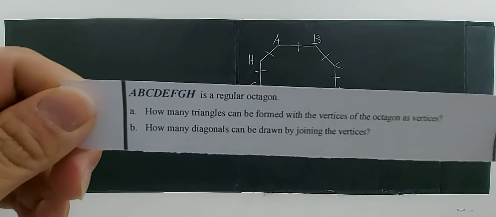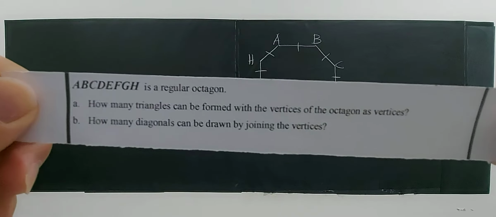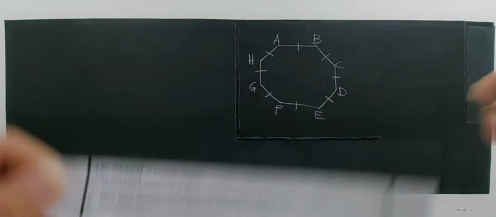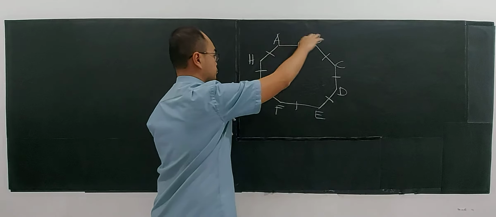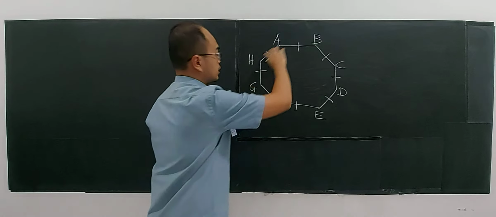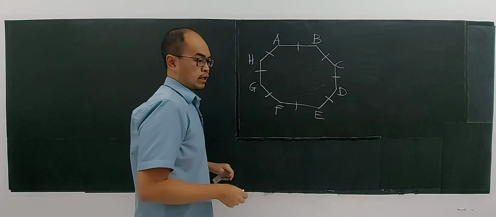Now we are not going to study the angles. You are very expert in that. The question here is very simple. They're asking how many triangles can be formed with the vertices of the octagon as vertices. So that means you want to form triangles from these 8 vertices.